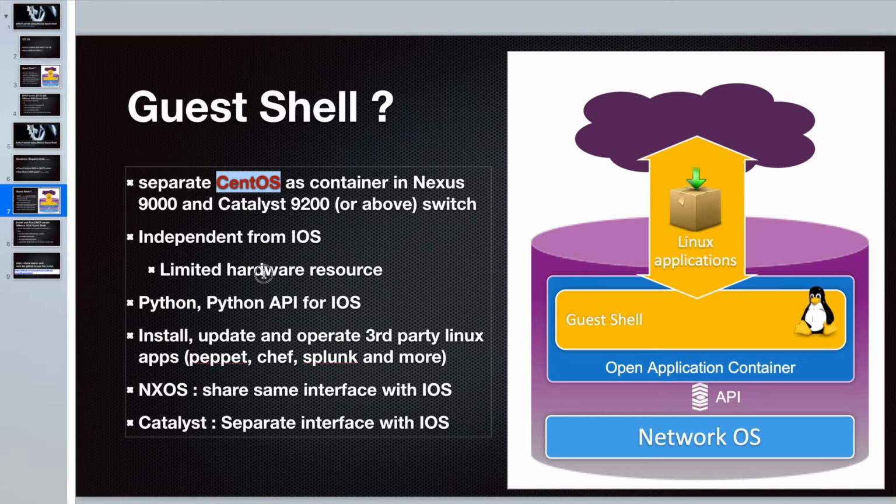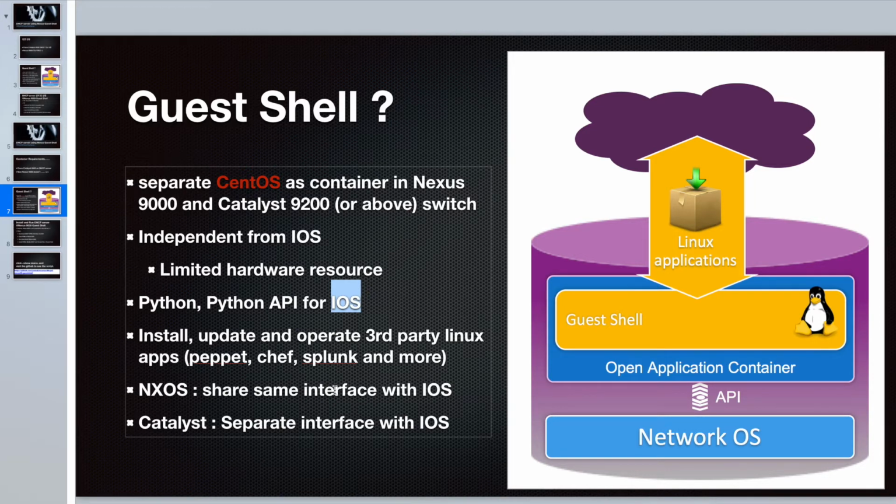There is kind of a limit on resources such as CPU and memory. In the CentOS guest shell, Python is basically there. Also, a special Python API for IOS is there. So from the guest shell, we can directly control the IOS using CLI. With the guest shell, we can install and update third-party Linux apps such as Puppet, Chef, Splunk, and more.